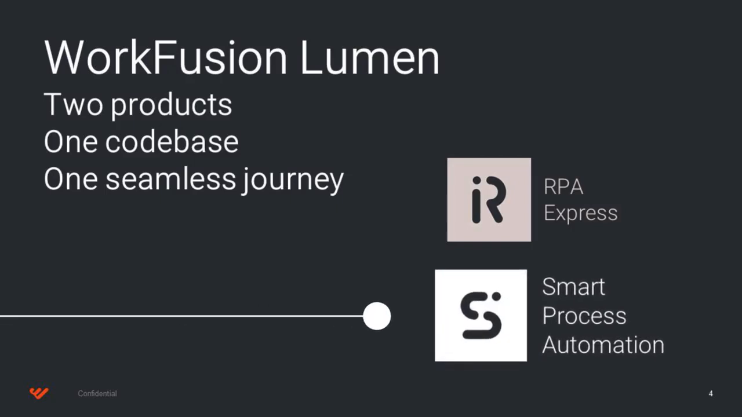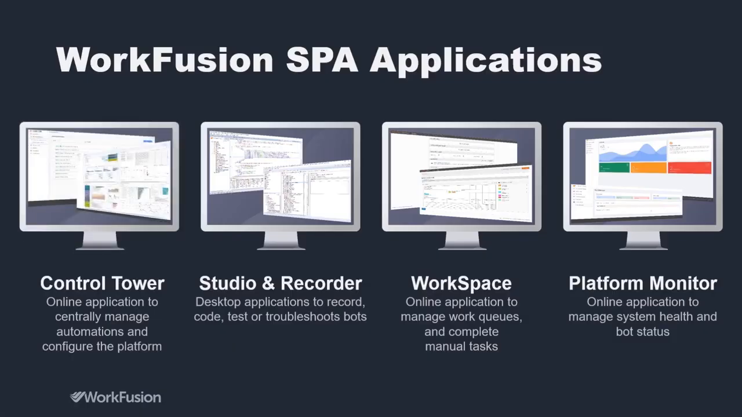Smart Process Automation's main features are: Control Tower, the main application to run robotic process automation. WorkFusion Studio and RPA Recorder are desktop applications to record, code, test, and troubleshoot bots. Workspace is an online application to manage work queues and complete manual tasks. Platform Monitor is an online application to manage system health and monitor bot status. All of these applications are interconnected. A bit later in the course, we'll review each of them in more detail.